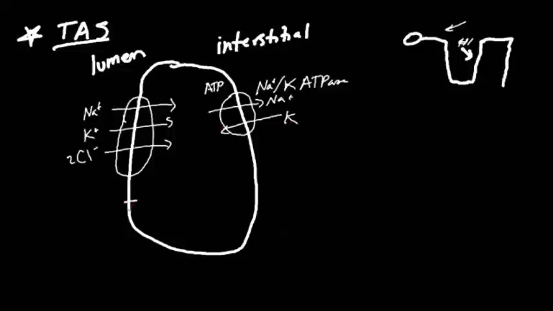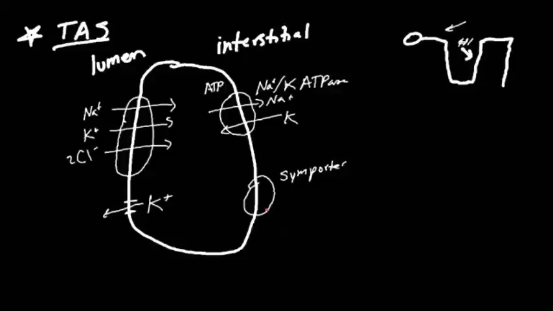So somehow we got to get potassium balanced out, and that's through this channel. Potassium will leave through a channel, and this is going to be a channel, so it's not going to require ATP. Then also we've got one more transporter over here, and it's going to be a symporter.